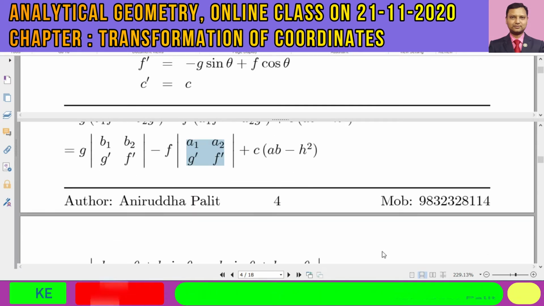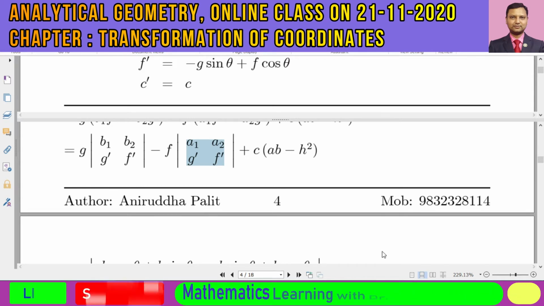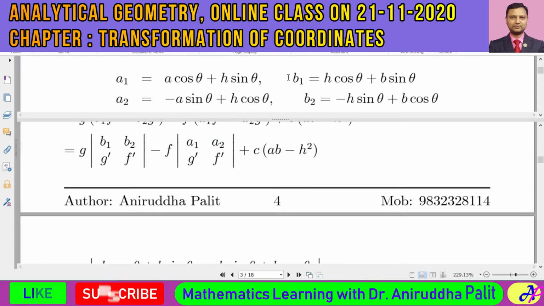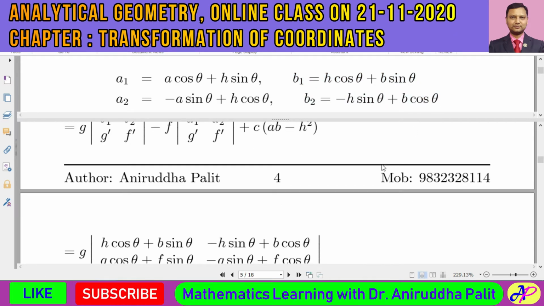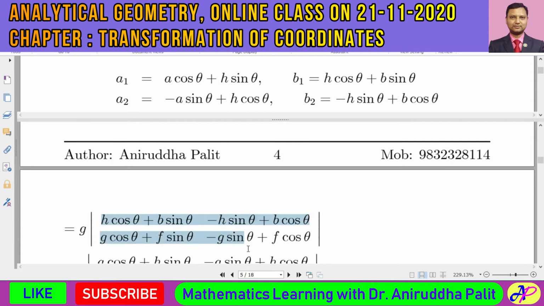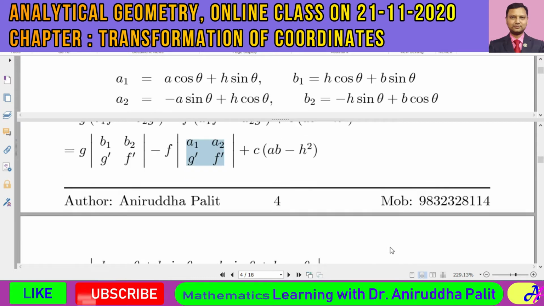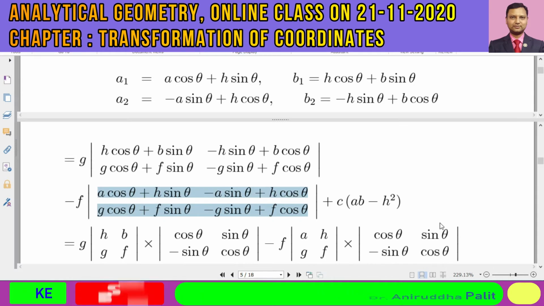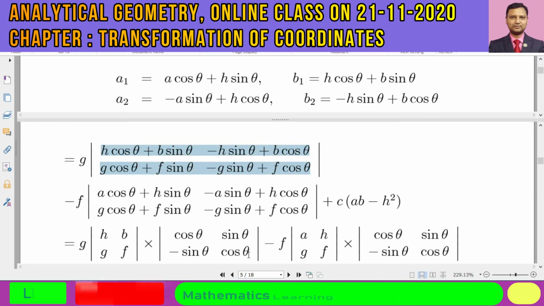Now we put again the expressions of b1, b2, a1, a2, g prime and f prime. What is the expression of b1 b2? We already have these expressions of b1 and b2. So we are putting these expressions of b1, b2 over here, b1, b2, g prime, f prime. This would give us this kind of determinant. And similarly, if we put the expressions of a1, a2, g prime, f prime, we would have this second kind of determinant. And again, we can rewrite these two determinants as the product of two determinants.